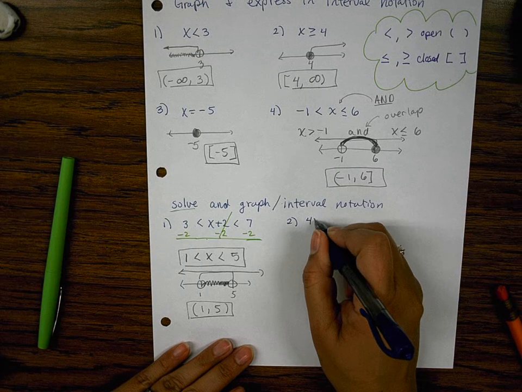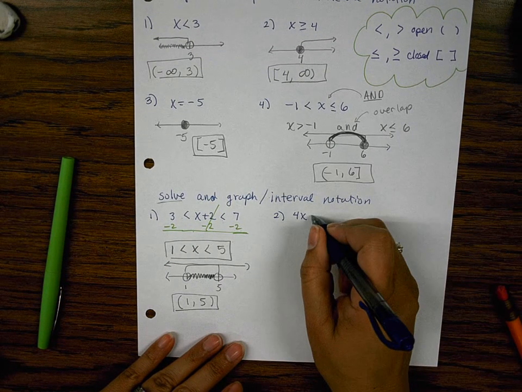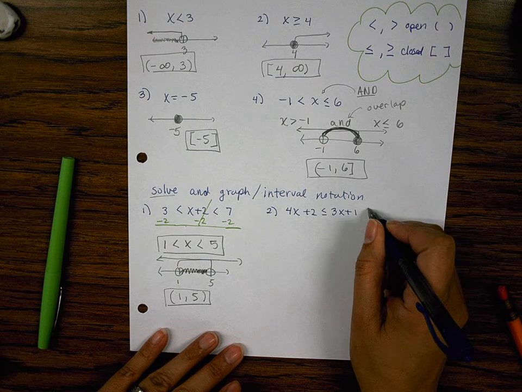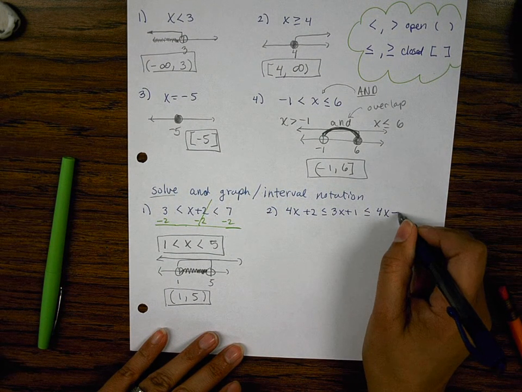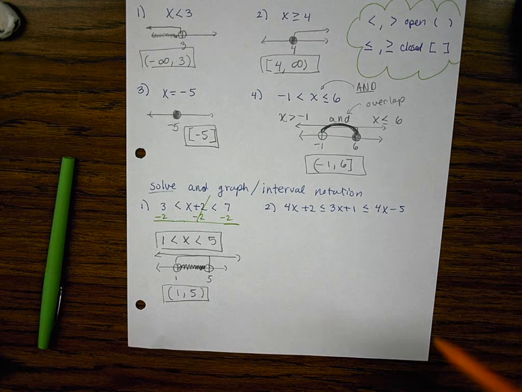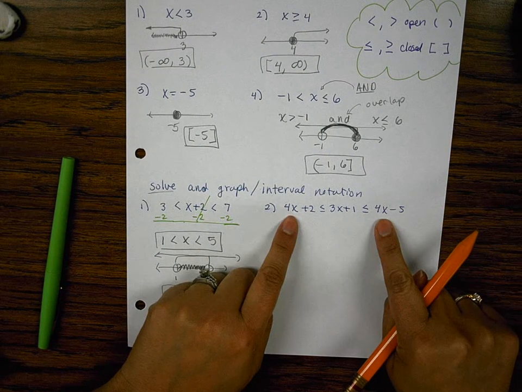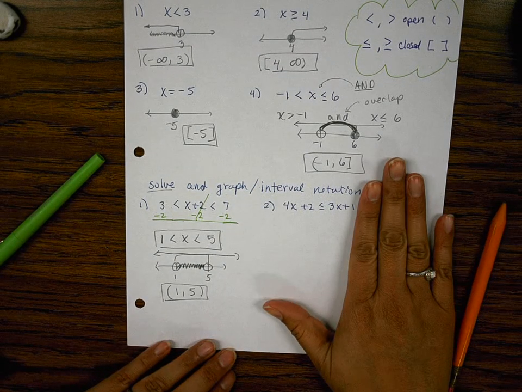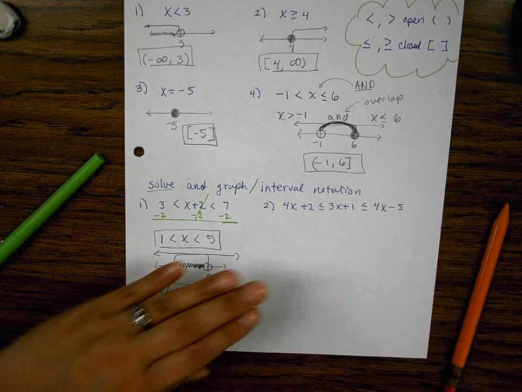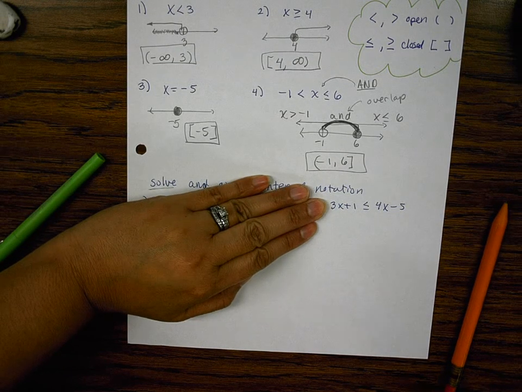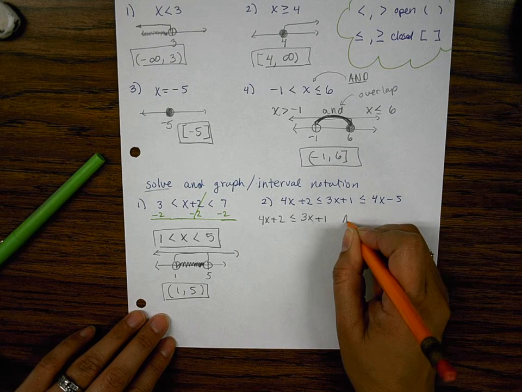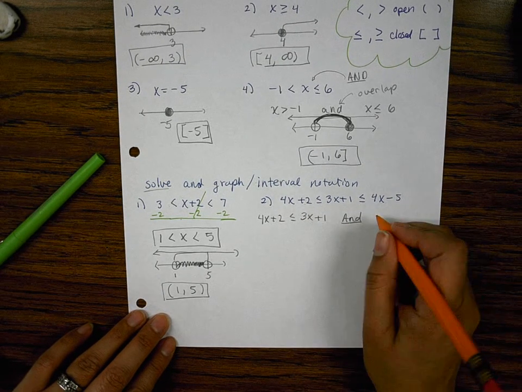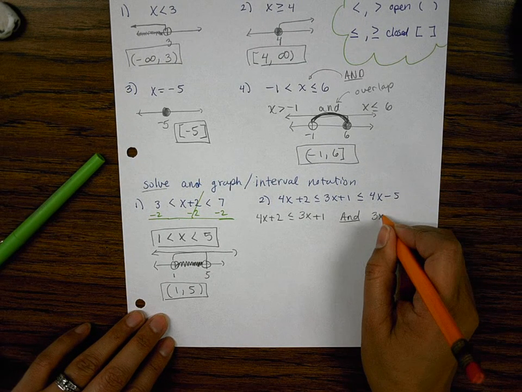Okay, now what if you had one that did have multiple variables? Because I said you could only do this little trick if it did not have multiple variables. So number 2, 4x plus 2 is less than or equal to 3x plus 1 is less than or equal to 4x minus 5. Now if you had something like this, do you see how there's x's on the outsides? You can't do this little trick that we did over here. On this one you will have to rewrite 2 separate equations. That will be one and that will be the other with an "and" in between. So that one would have a little more work.